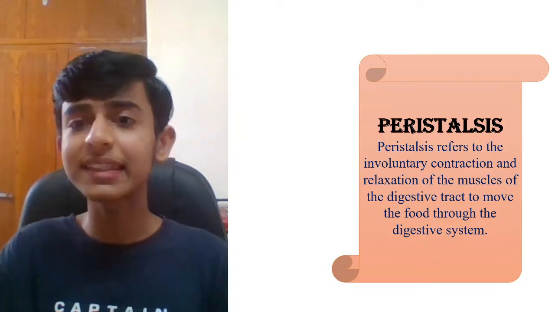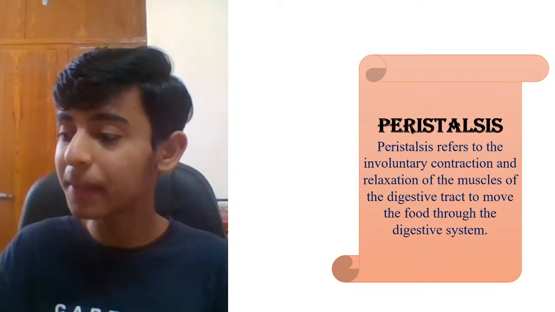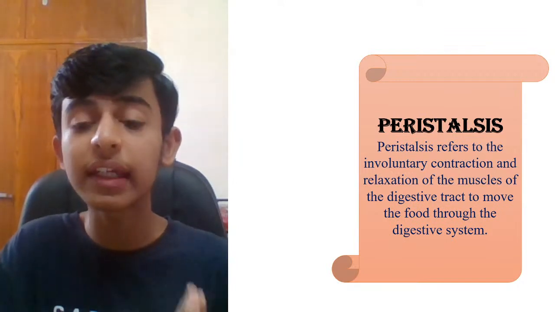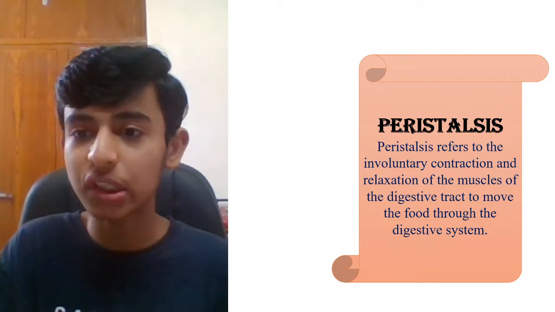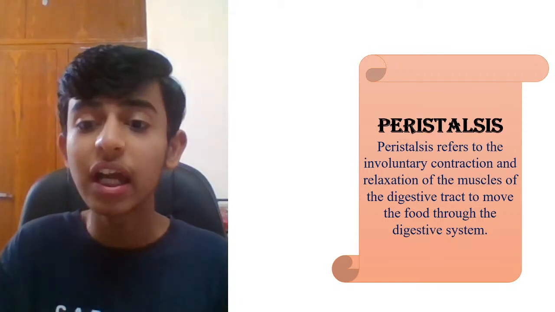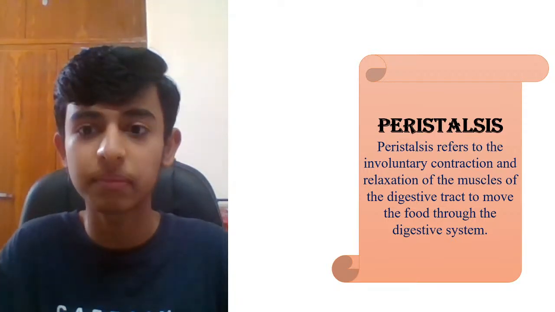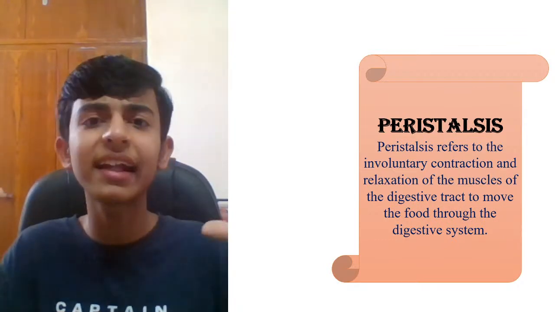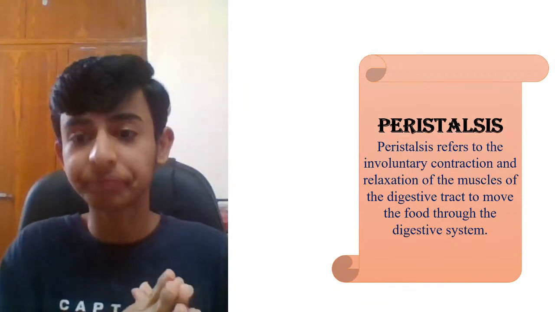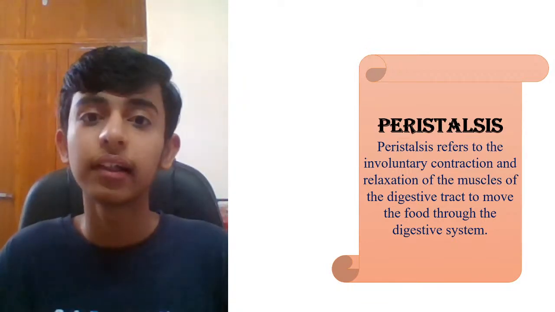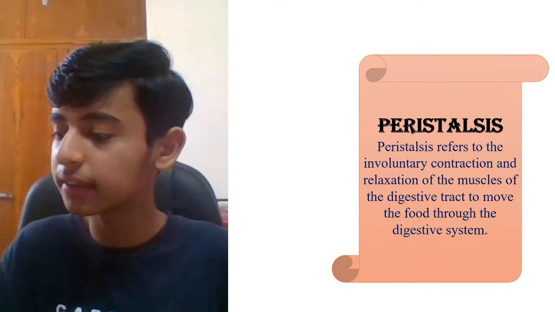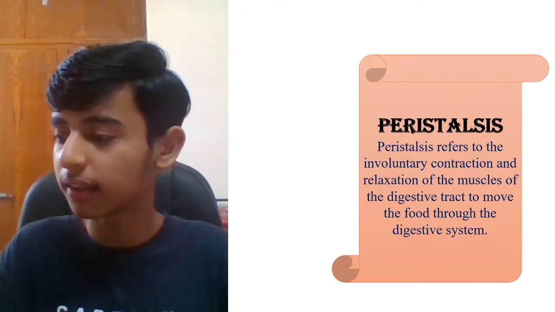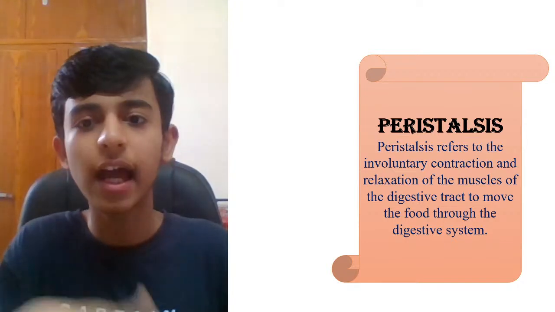But what is this peristalsis? What is actually this peristaltic movement? Peristalsis refers to the involuntary contraction and relaxation of the muscles of the digestive tract to move the food through the digestive system. So it is just the contraction and relaxation of muscles. They contract and then they relax so that the food can pass through the esophagus. This is the function of peristalsis. I hope peristalsis is super clear.